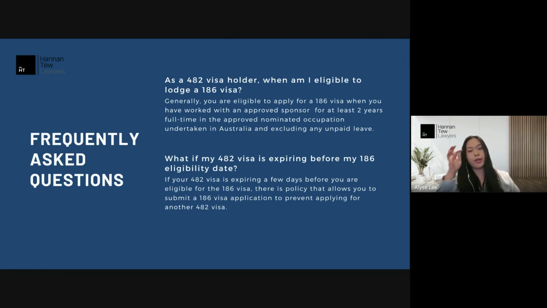To avoid this risk, we would generally recommend, if possible, for a 1-year 482 visa to be submitted before the visa expiry date so that they can bridge that gap until their 186 eligibility date. They can minimize the cost of the application by doing a 1 year instead of a 2, 3, or 4 years, given that they'll likely apply for the 186 visa in the near future. But at least it bridges that gap and ensures that the individual is meeting all of the requirements before they submit the visa.